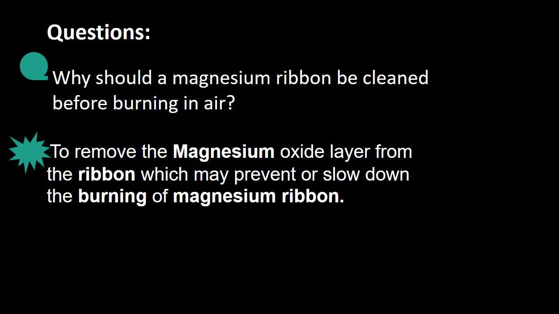Why do we have to burn the magnesium ribbon? To see the reaction. Now why do we have to clean the magnesium ribbon before burning in air? To remove the magnesium oxide layer from the ribbon, which may prevent or slow down the burning of magnesium ribbon. This answer you need to write. Next question.